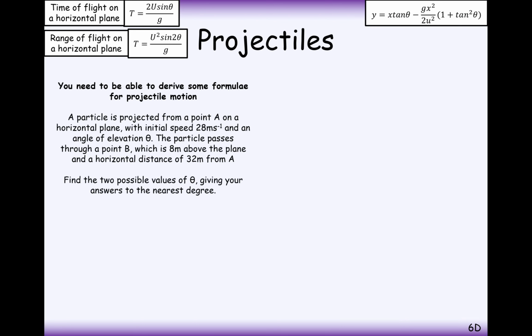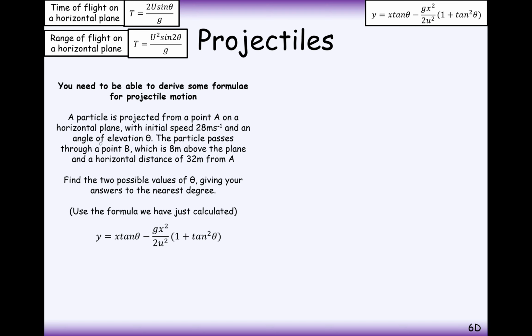Okay, this is now an example of how we can use these formulas in a question. So a particle is projected from a point A on a horizontal plane with initial speed 28 meters per second at an angle of elevation theta. The particle passes through point B, which is 8 meters above the plane and a horizontal distance of 32 meters from A. Find the two possible values for theta, giving your answer to the nearest degree.